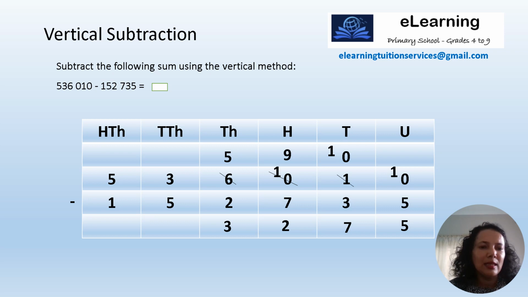Now in the 10,000s column, 3 cannot subtract 5 to give you a whole number. So we're going to go to the 100,000s family and we're going to scratch out the 5. We're going to make it 1 less, which is 4, and we're going to lend that 1 to the 10,000s family. Then it becomes 13. 13 subtract 5 is 8. And we go to the next column. In the 100,000s column, we're going to say 4 subtract 1 is 3. And that is how we do vertical subtraction.